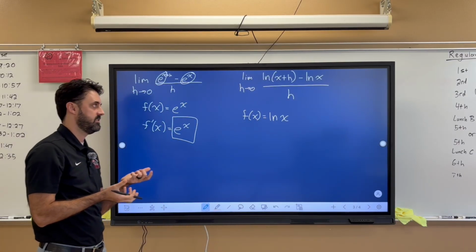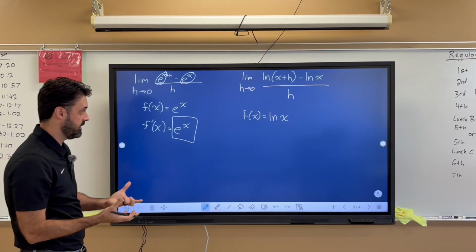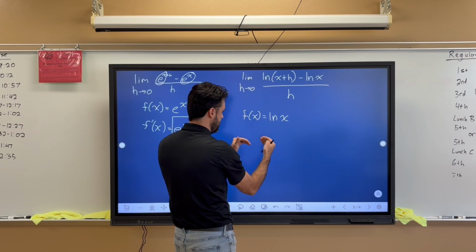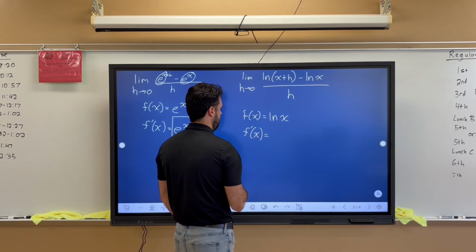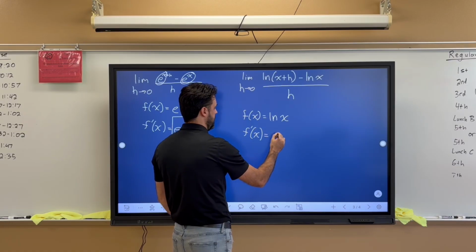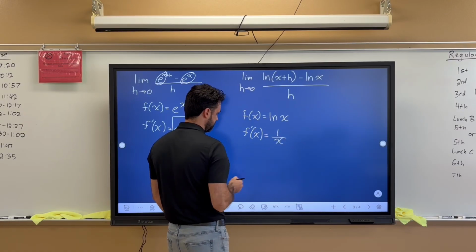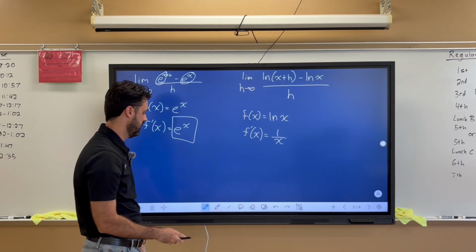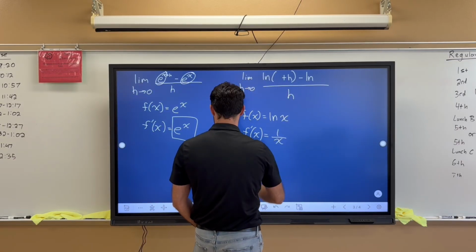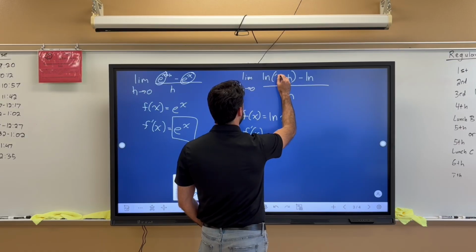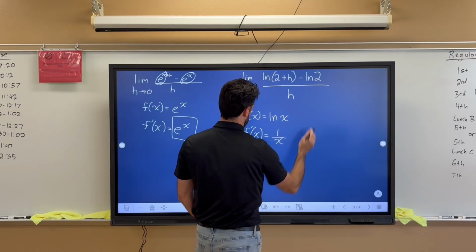So what we have to recognize here is, again, this is the definition of a derivative, so we need to take a derivative here. So we're going to find f prime. The derivative of the natural log of x is 1 over x. Now, we would be done at this point, but that's what those 2's were telling us at the beginning, that we are supposed to take a derivative and plug in 2.